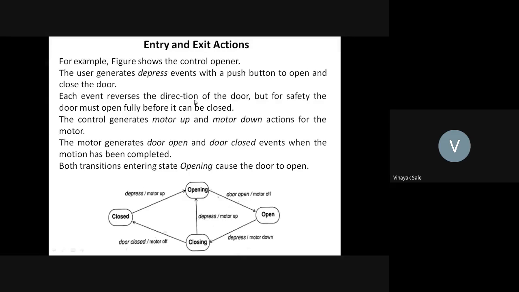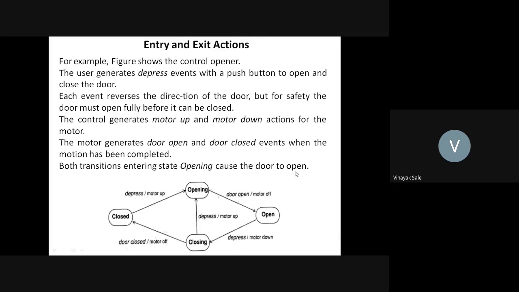This is entry and exit action. So each event reverses the direction of the door, but for safety the door must be open fully before it can be closed. The control generates motor up and motor down actions for the motor. The motor generates door open and door closed events when the motion has been completed. Both transitions entering state opening cause the door to open.